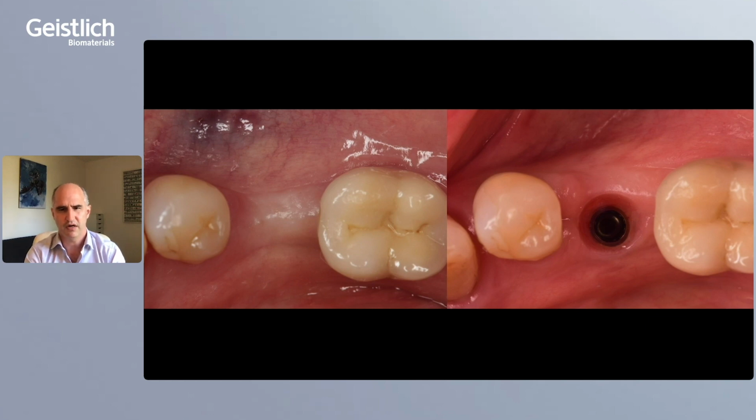And if we compare the starting point right before second stage and the clinical situation at the time of final impression, then I think we have to say that it is a nice result which has been obtained with this xenogenic soft tissue matrix in this context.